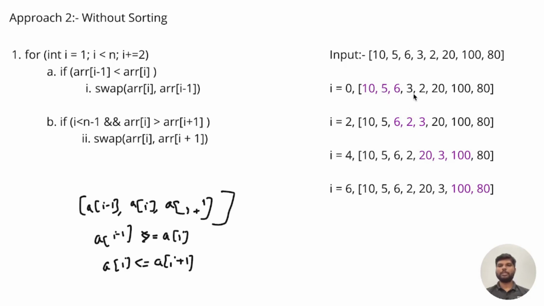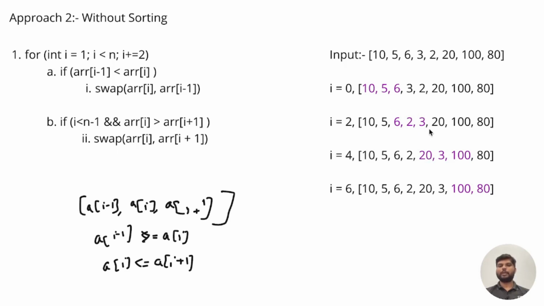Then we jump by two numbers and start processing these triplets. We check whether 6 is greater than 3. This is the case, 6 is already greater than 3, so we don't need any swapping. Then we check whether this 3 is greater than 2. Well, 3 is greater than 2, so we need the swapping. So 2 comes at the third position. Now this triplet satisfies all the conditions. Basically, the first number is greater than or equal to the second, and the second number is smaller than or equal to the third. Then we jump by two numbers and start processing these triplets.